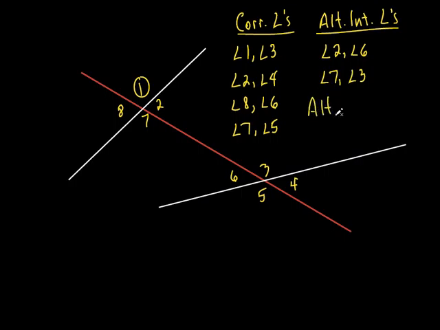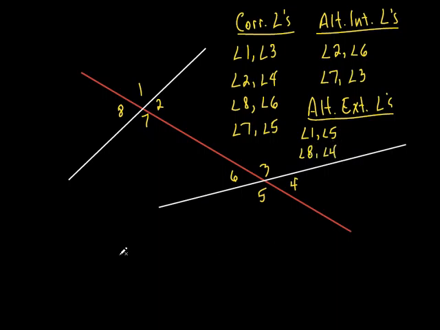I'll try to squeeze this in here. Alternate exterior angles. Let's try to find the alternate exterior angles. Let's find all the exterior angles first of all. So that's 1 and 8 and 5 and 4. Good. So let's find out which ones are alternate. So let's say 1 and what? 5. Good, because they're on opposite sides of the transversal. One's way up here, one's way down here. So angle 1 and angle 5 are alternate exterior. What's the other one? 8 and 4. Yeah, this is a piece of cake, isn't it?